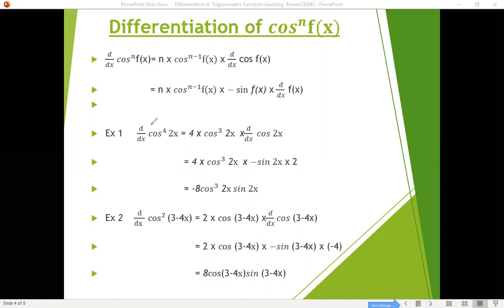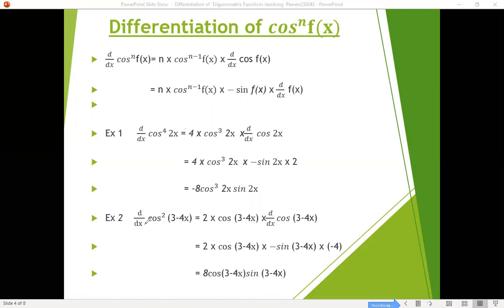So our first example would be the derivative of cos to the power of 4 2x. We only need to follow the general rule: bring the 4 down, subtract 1 from 4, which is 3, multiply by the derivative of the cosine function, that is the derivative of cos 2x, which is minus sine 2x, multiplied by the derivative of 2x, which is 2. So it's minus 8 cos cubed 2x sine 2x.